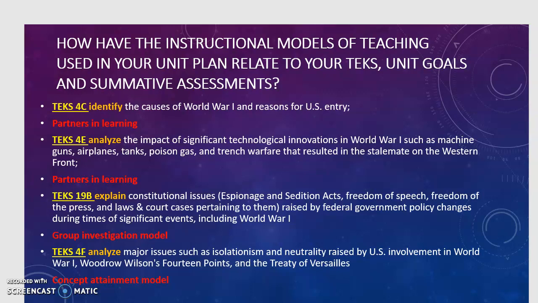For the last one, they had to analyze major issues. So they had to analyze isolationism, neutrality, why was the U.S. so against going into war during that time period, what were the issues of isolation and neutrality after World War I. They had to analyze the 14 points and the Treaty of Versailles. And so for this, I had them use the concept attainment model. There are certain concepts within the 14 points and the Treaty of Versailles that I wanted them to be able to see because they do have some similarities.